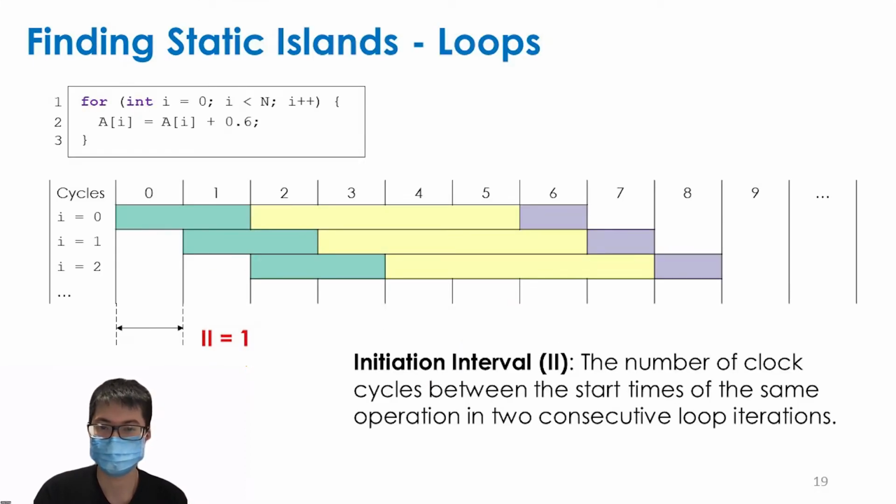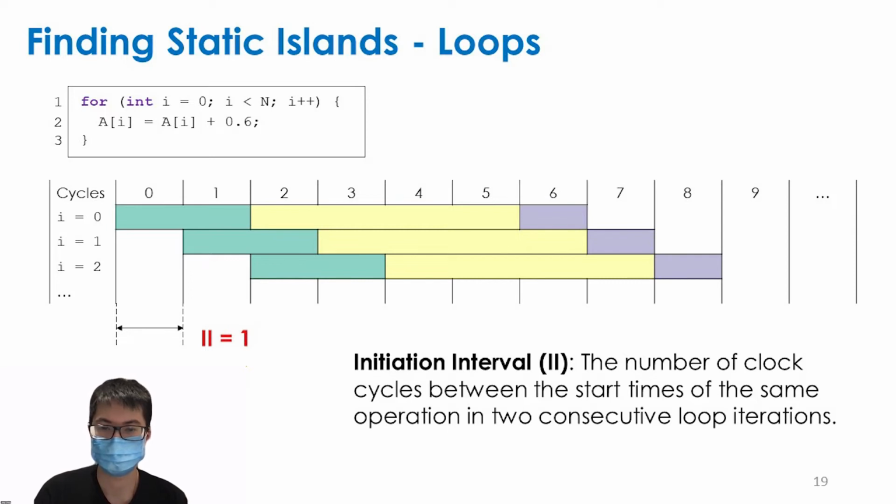Now, let me demonstrate how to find good static islands. First, loop pipelining has been well studied in the HLS community. So let's first search for static islands in loops. Before that, let me introduce a few terms. First, the initiation interval is the number of clock cycles between the start times of the same operation in two consecutive loop iterations.